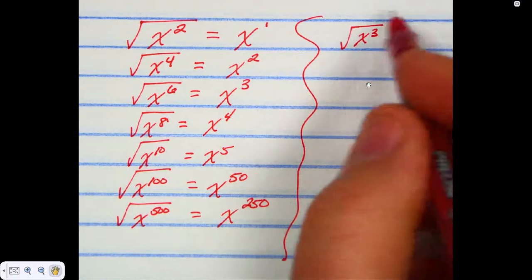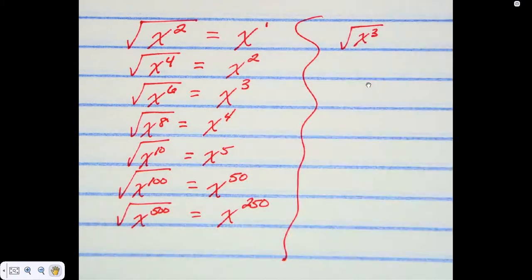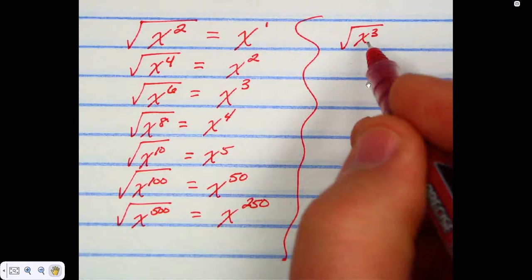You need to simplify this. And here's what you're going to do. You're going to say, what is the largest perfect square that's a factor of x to the third? Same as you have been. The nice thing about it is, what's the closest to x to the third?